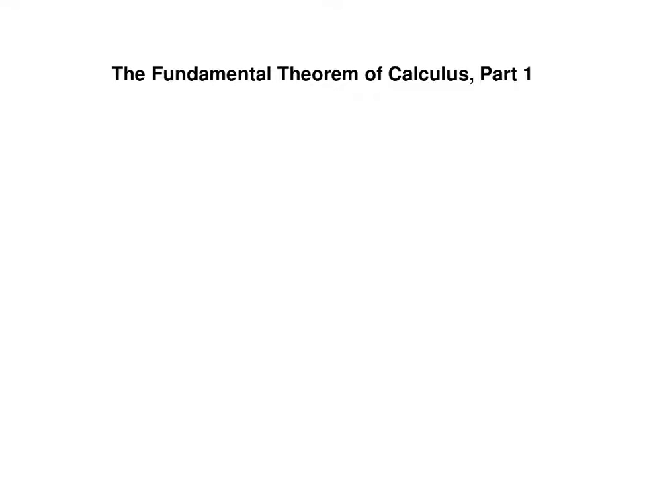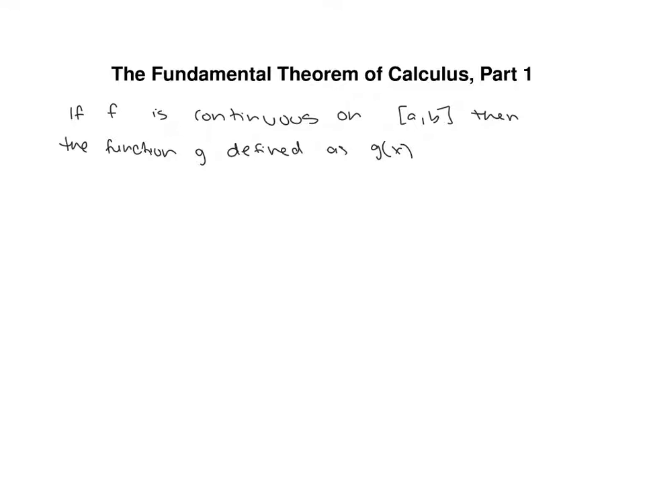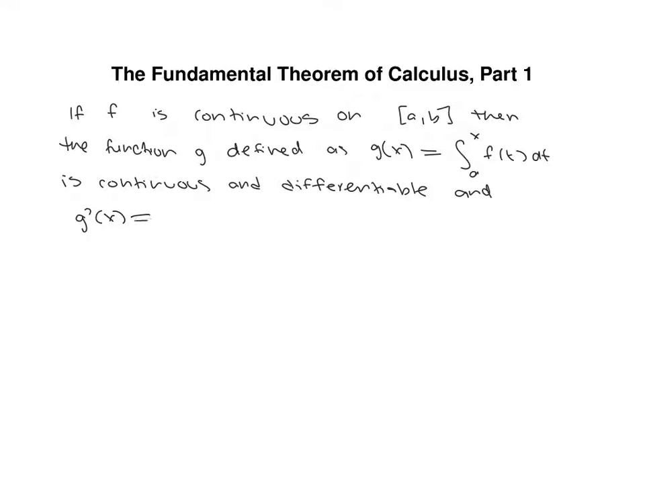Okay, so if the function f is continuous on the interval from a to b, then the function g defined as g of x equals the integral from a to x of f of t dt is continuous and differentiable, and g prime of x, the derivative of this integral, is just f of x.